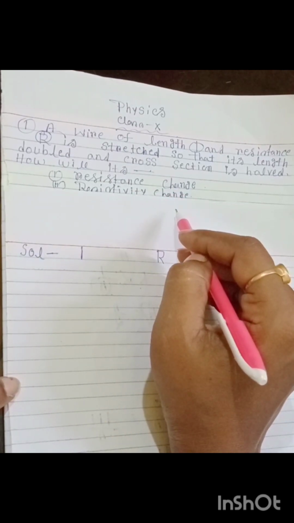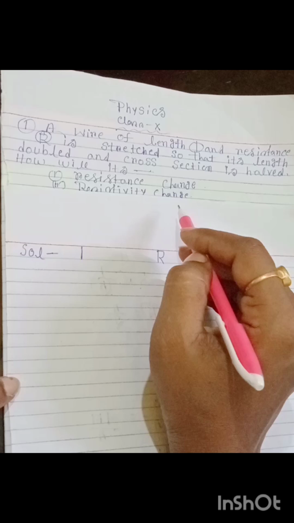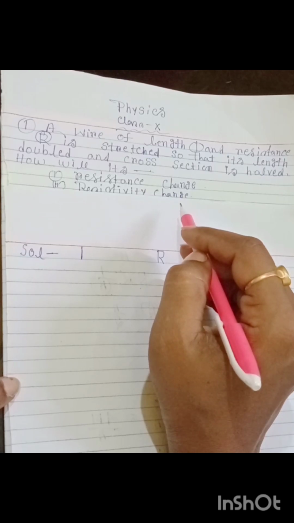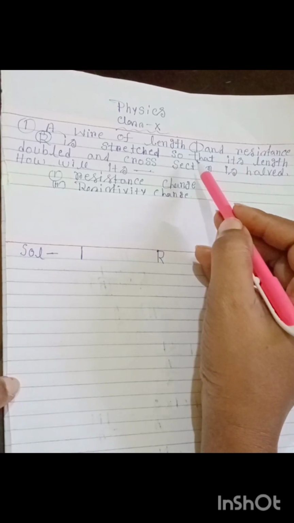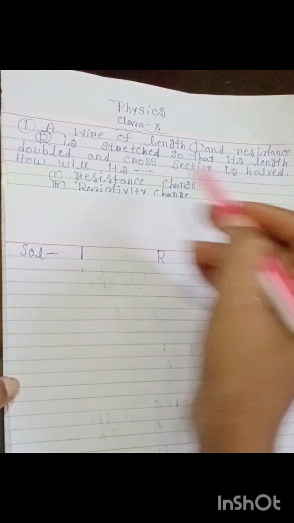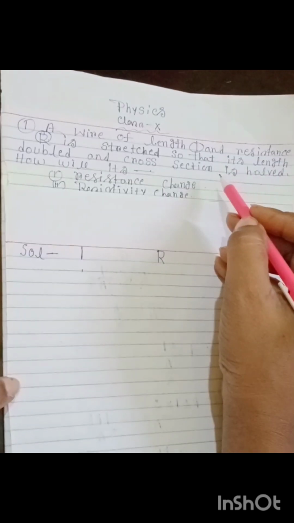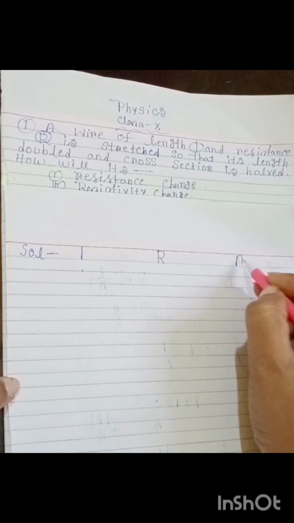So student, before solving this problem, you have to read this numerical 4 to 5 times so that you can understand each line very well. Here we are given the length of the metallic wire or conductor L and resistance R, and the cross section of the conductor is denoted by capital letter A.